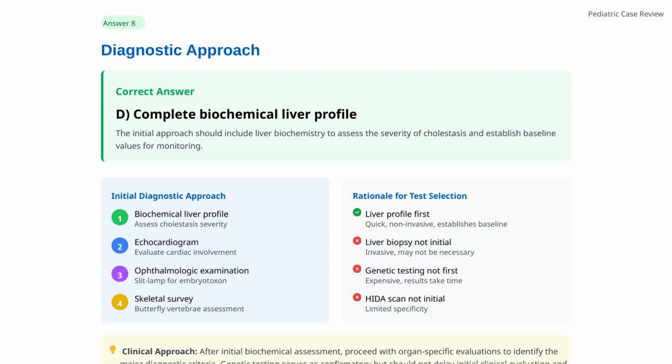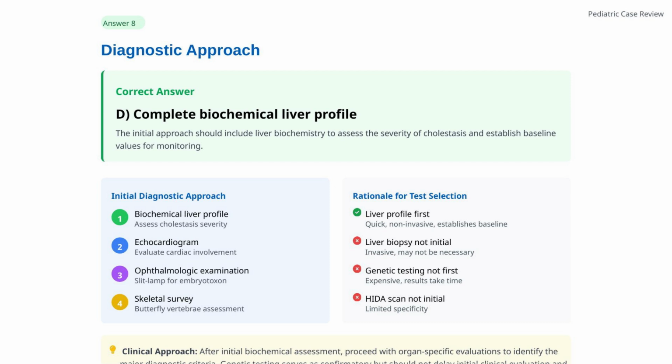The correct answer is D, complete biochemical liver profile. The initial approach should include liver biochemistry to assess the severity of cholestasis and establish baseline values for monitoring. This test is quick, non-invasive, and provides essential information for guiding further management. Liver biopsy, while showing characteristic paucity of bile ducts, is invasive and may not be necessary initially. Genetic testing for JAG1 mutations is confirmatory but expensive and results take time, so it should not delay initial evaluation. HIDA scan has limited specificity and is typically reserved for cases where biliary atresia needs to be ruled out.